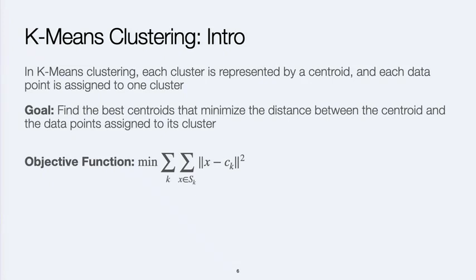The objective function for this uses the distance metric that we were talking about before. In this case, it's the squared Euclidean distance. This is basically saying that we want to minimize the distance between the centroid and all of the points that are assigned to the centroid. You see that the inner summation has x in S sub k. S sub k is the subset of points that are assigned to the cluster. For all of those points assigned to the cluster, we calculate the distances, and we want to minimize that for all of the clusters.